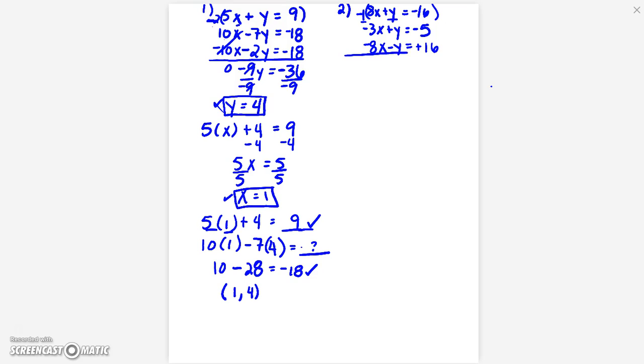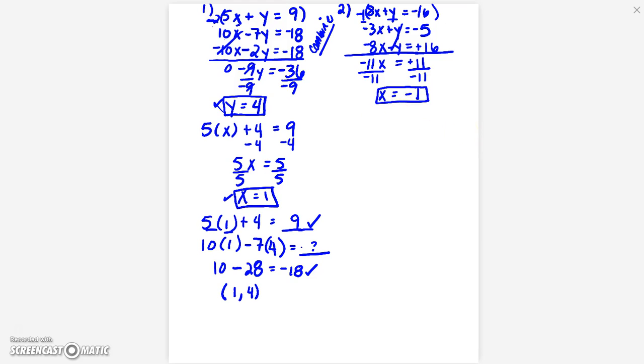Now let's combine those equations. Let's add them together. Combine's a good word to remember. Just write that down. So negative 3x minus 8x is going to be negative 11x. My y's cancel. You can write down 0, you don't have to. Equals negative 5 plus 16 should be positive 11, right? So if I divide both sides by negative 11, x equals negative 1.